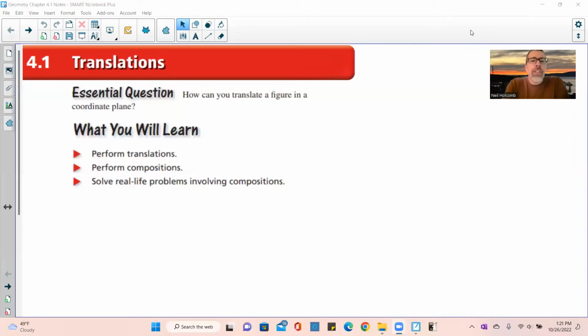Okay, translations, essential question. This is chapter 4.1. How can you translate a figure in a coordinate plane? What you will learn is how to perform translations, perform compositions of translations, and solve real-life problems involving these compositions.